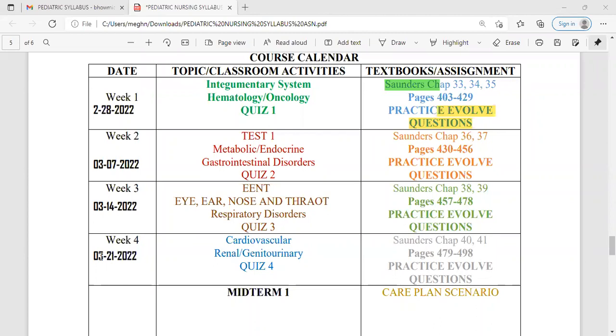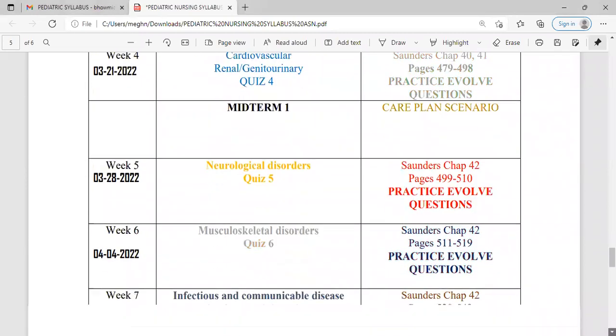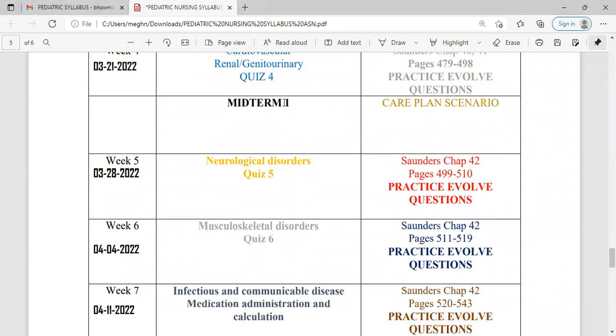Week 4, the date is 03/21/2022. We'll talk about cardiovascular, renal, genitourinary. And Saunders book chapters 40, 41. Same time, practice questions from Evolve. Then we have a midterm.